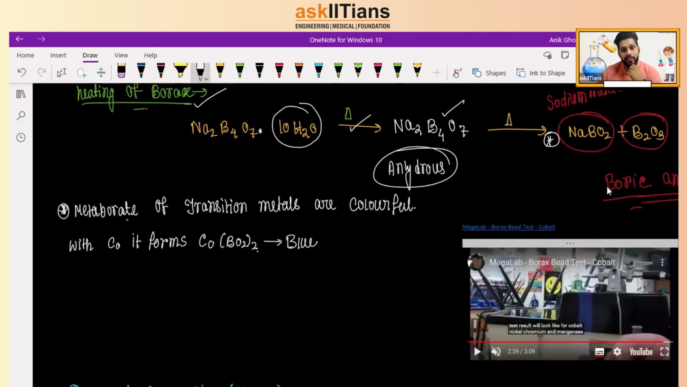So metaborates of transition metals are colorful, because of the electronic transition that we get to see in there. So cobalt from cobalt metaborate, Co(BO2)2. That is the color that you see, blue coloration. So this is the part of this metaborate thing, and with that you get boric anhydride as well.